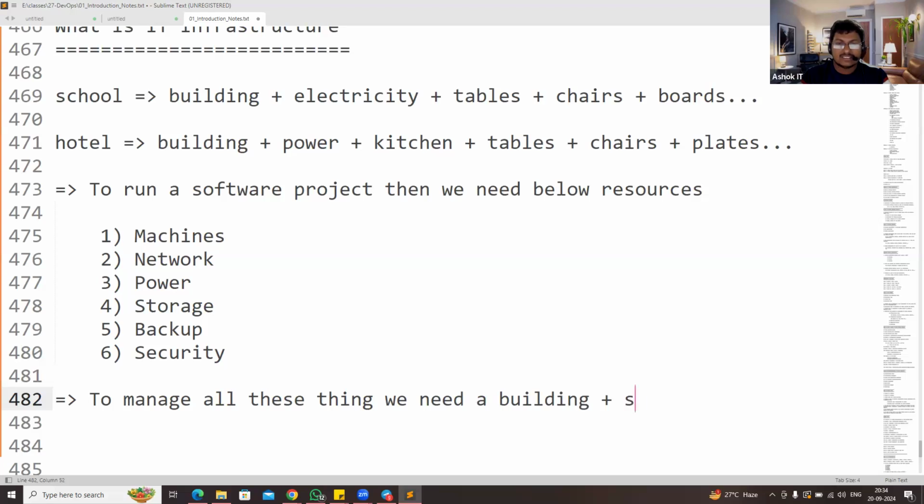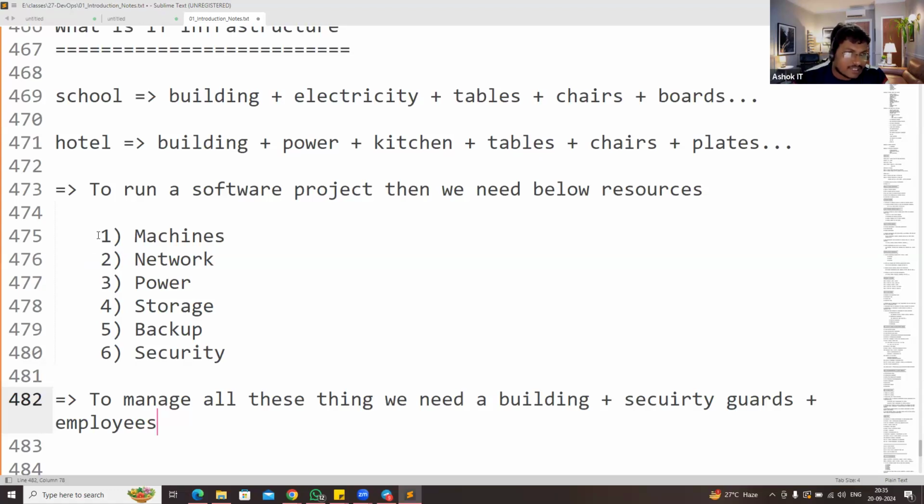For that building, security guards are required. We need security guards, and we need employees also. Machines setup, network setup, storage setup, backup setup, security setup. For all these things, one person cannot manage. We need to recruit some employees, and we need to pay the salary for those employees. So a lot of infrastructure we need to maintain in order to run one software project.